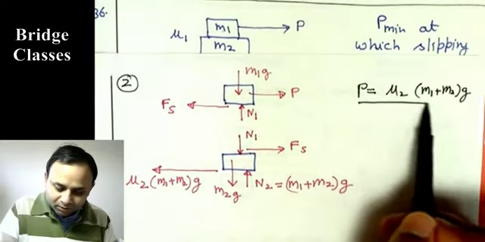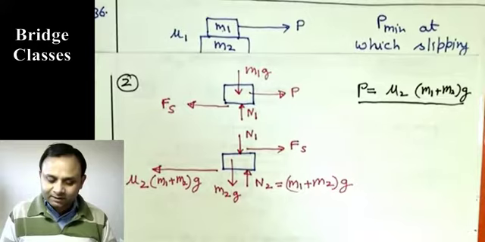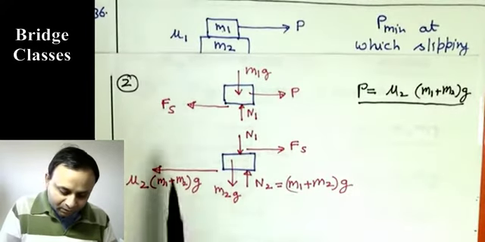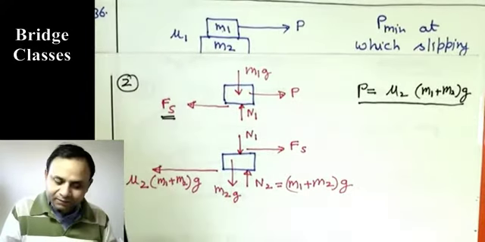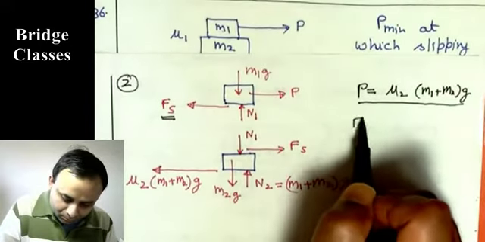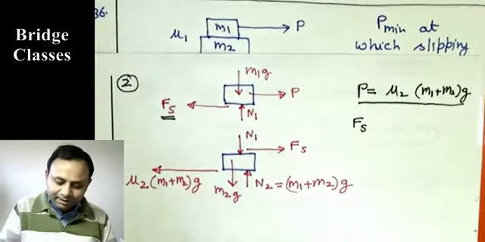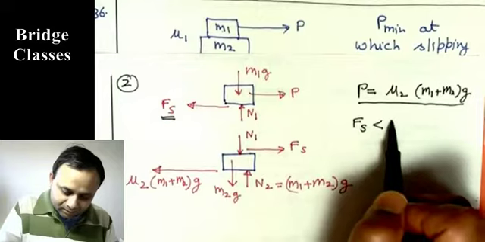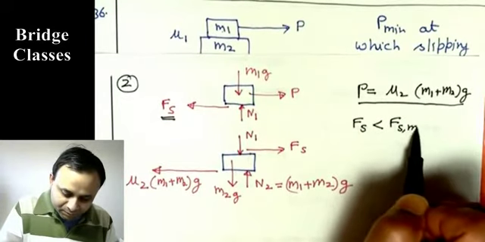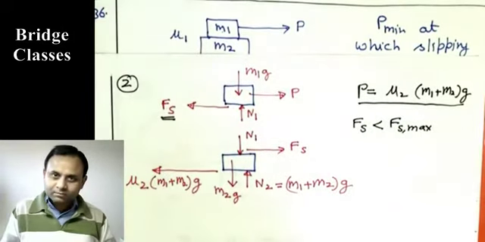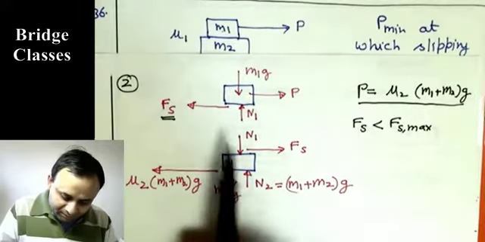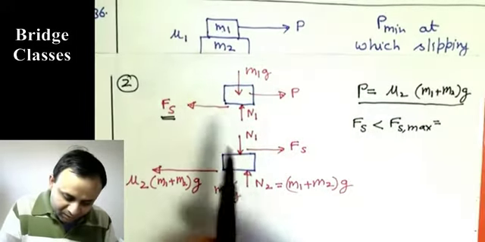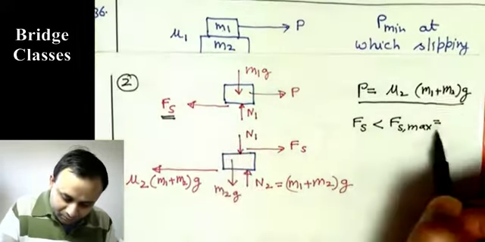But now we will have to verify that this is actually true. For that, this force here, Fs, has to be less than the maximum static friction possible here. And the maximum will be mu s N1.